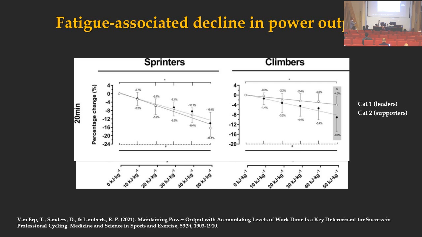In this study, they applied, and I've chosen only the graph of the 20-minute because it's more related to the border from the heavy to severe domain. You can see a drop, obviously, in power output after a certain amount of work has been done. For sprinters and climbers, they did it. But basically, the main finding of these studies is that durability, or fatigue, affects power output. Of course, when we are doing 2 hours, 3 hours right before an effort, there is less power output available.